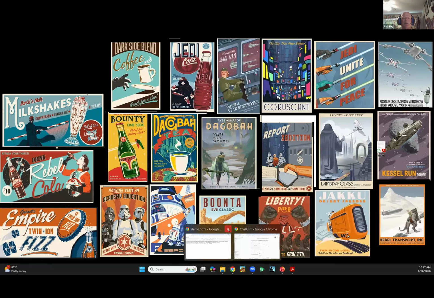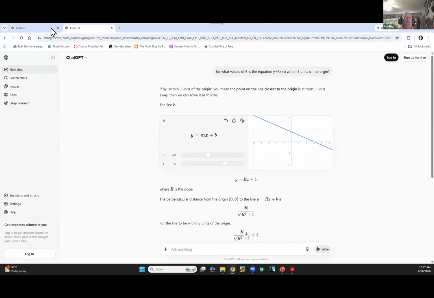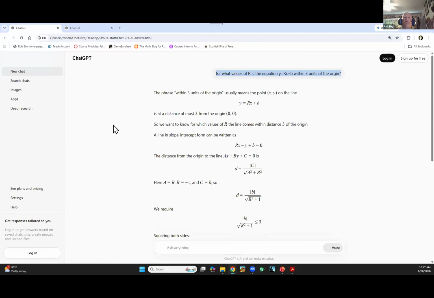All right, so let me show you. Nope, I don't need that anymore. I need this. Okay, so I dumped this into ChatGPT yesterday. I just asked this question: for what values of R is the equation y equals Rx plus B within 3 units of the origin? And here's the answer it came up with.